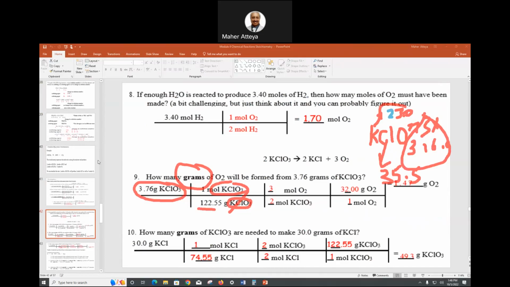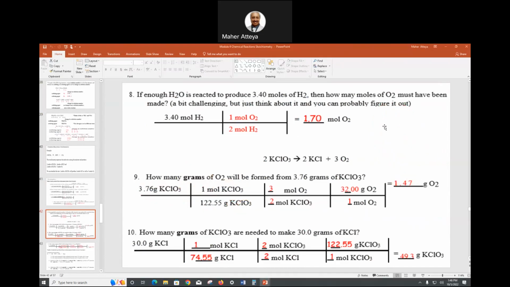Sodium is 23, and potassium comes here. So potassium is 39. Calcium is 40, but sodium is 23. Sorry about this. So potassium is 39 gram per mole. So you add them up, and you come up with the molar mass.